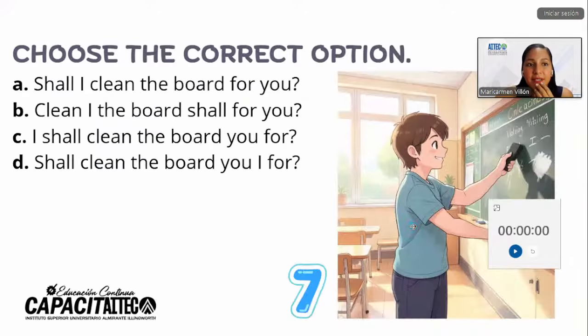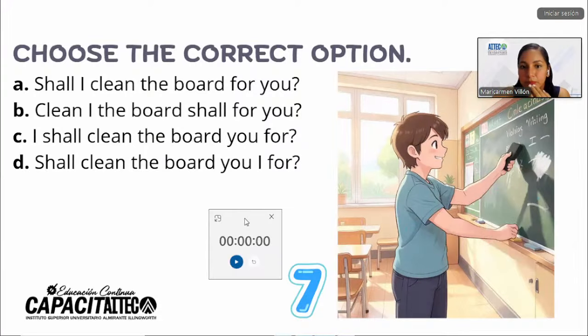Number 7. Look at this one. Choose the correct option. Look at the picture. Should I clean the board for you? Clean I the board for you? I should clean the board for you. Should clean the board for you. Nah, that's too messy. Hay algunos muy desordenados. Excellent. Very good, Susie. Very good, Alfred. Sylvie, Oscar, Isabel, Veronica. Very good, my friends.